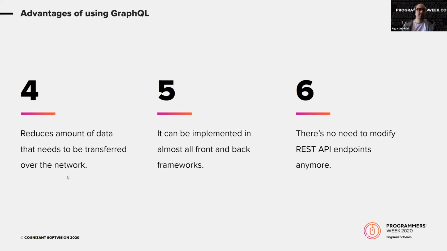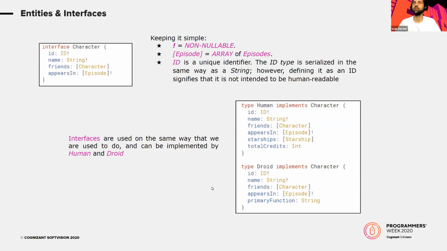Yeah, and also you have discussions about what the shape of the data will be and not what the endpoint should return. Right, that's 100% right. Yep. So we are going to see a bit of the query language that GraphQL has. I will keep it simple. If you put an exclamation mark, it means that the type of data will be not nullable.